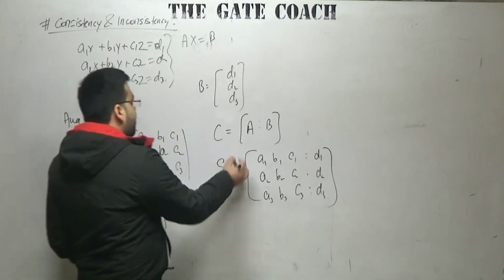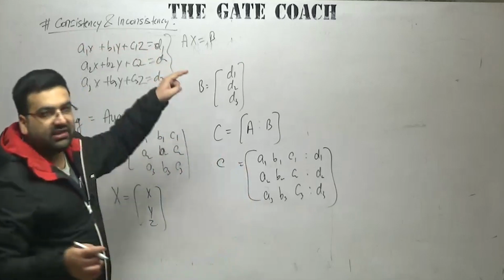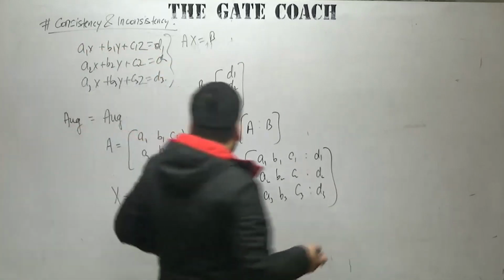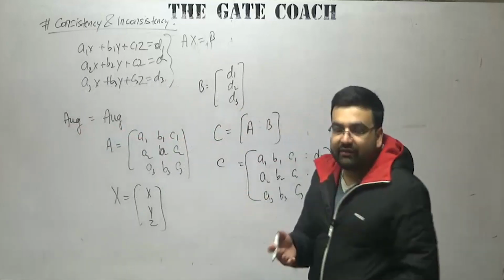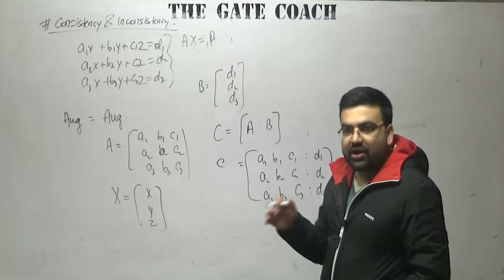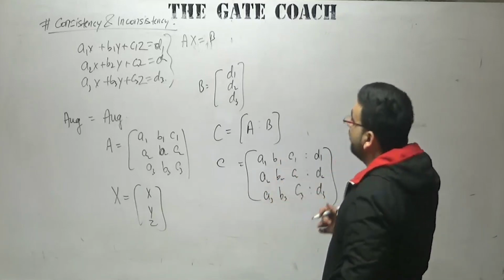Now the next step. What is the meaning of consistency and inconsistency? Whether it will have any solution or not. Simple, right? Then there are trivial and non-trivial solutions. For example, 0, 0, 0 is a trivial solution. Non-trivial means apart from 0, whether it has any solution or not.